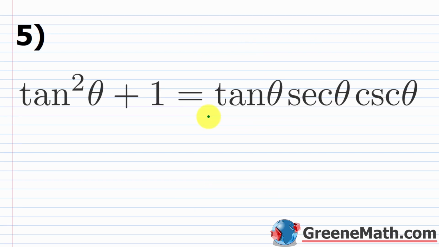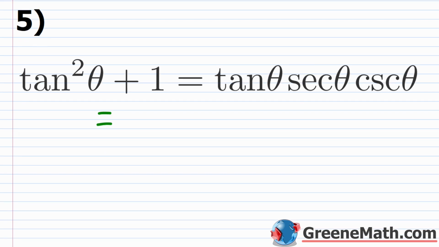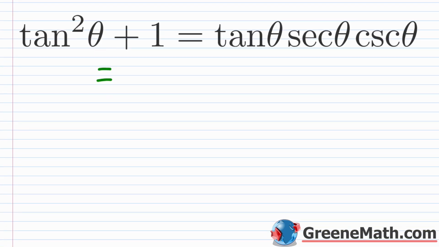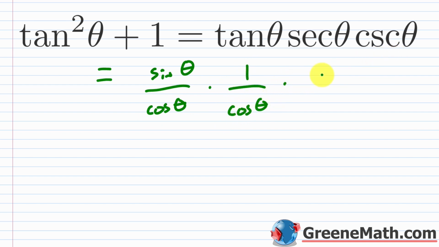All right, let's take a look at problem 5. So we have tangent squared theta plus 1 is equal to tangent of theta times secant of theta times cosecant of theta. All right, I'm going to leave this side again on the left unchanged. Let me write this equals all the way over here so I have some room. So I'm just going to write things in terms of sine and cosine. So for tangent of theta, that is sine of theta over cosine of theta. And then for secant of theta, that's 1 over cosine of theta. And then for cosecant of theta, that's 1 over sine of theta.